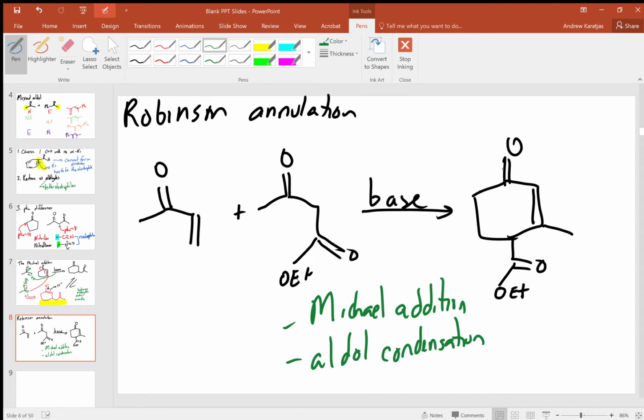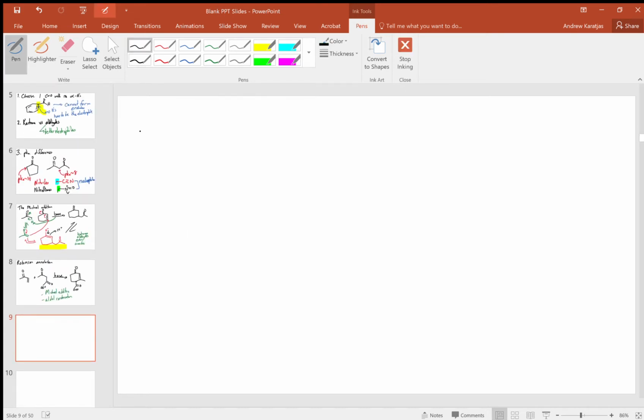Now, as I said, the mechanism is complicated. There's a lot going on here. And so probably going to take more than one slide to show this. But let's work our way through it. So the first step, there shouldn't be anything surprising here. We have this dicarbonyl. We know that the alpha protons in dicarbonyls are very, very acidic. So base comes in, and we remove the hydrogen and form an enolate.